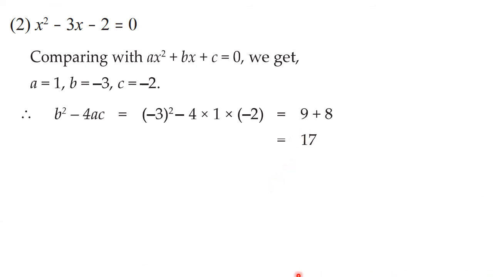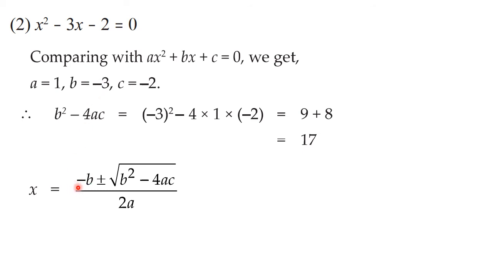So after finding this, the next step is to write down the formula. I think all of you must have learned the formula by heart now, because we have used it so many times. So write down the formula: x is equal to minus b plus or minus under root b square minus 4ac upon 2a. In the next step, we need to substitute the values. So be careful here now, because here b is negative.